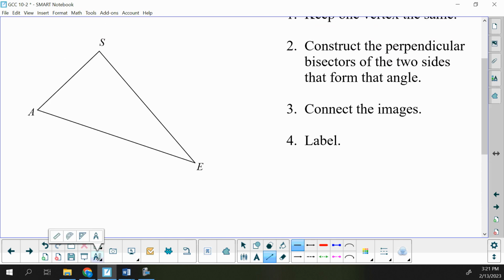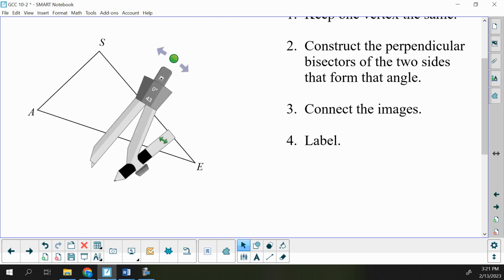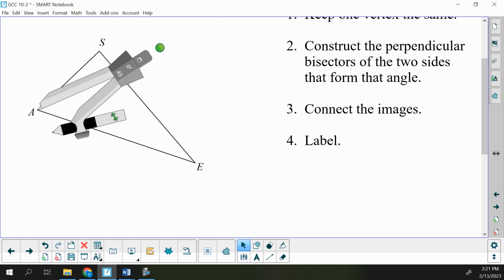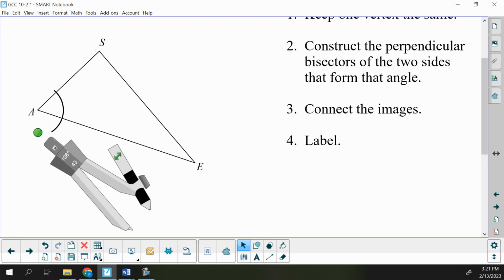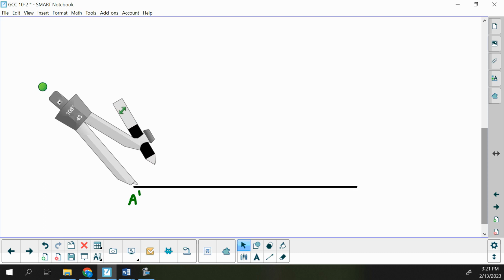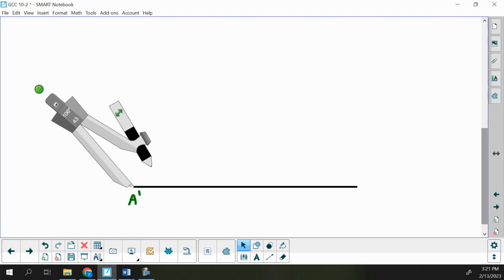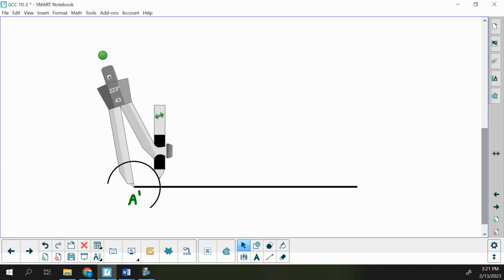We've got to copy our angle, so we're going to do the same process we did before. We'll put our point on A and make an arc that hits both sides of the angle. Move your compass down, put your point on A prime, and make an arc. It's got to intersect our line and be pretty generous because we don't know where it's going to cross.